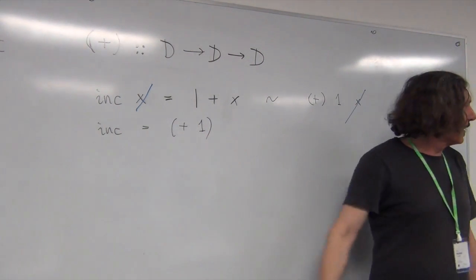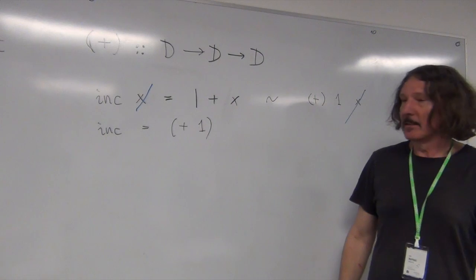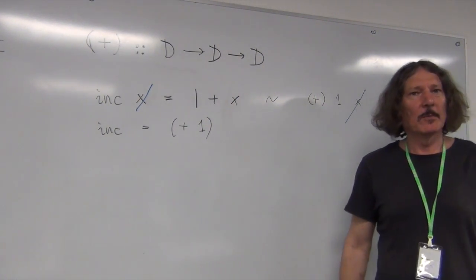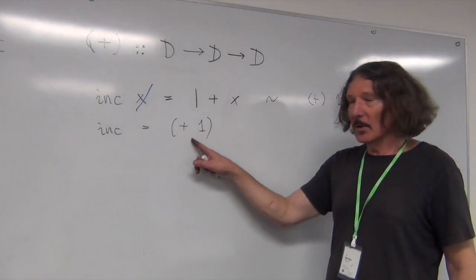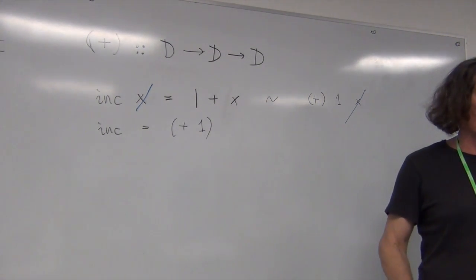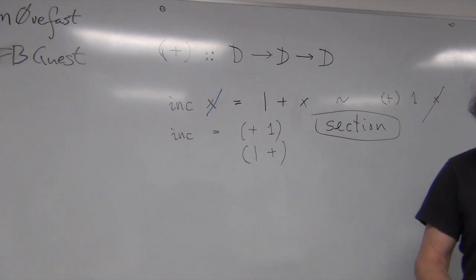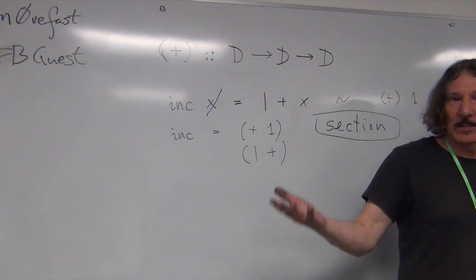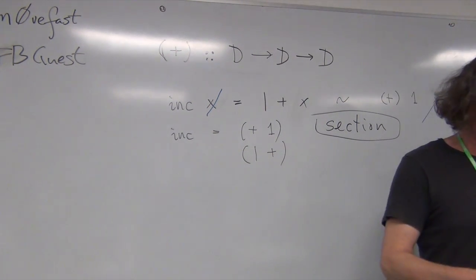So I don't know if I need parens. Probably I don't even need parens. Do I? Probably do. Okay. So this means that the operator plus is applied to one argument. So these are the sections, and it's part of the partial application and currying.